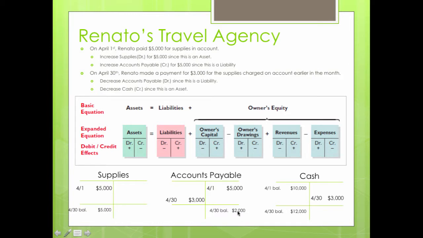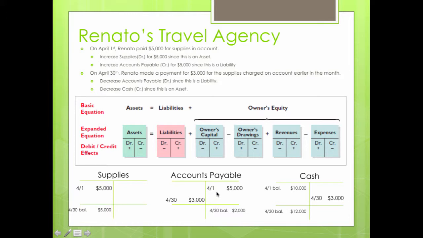And if you notice, on each of these T accounts, there's a balance. And the balance either lands on the debit or in the credit side. And I explained to you earlier that when the debits are greater than the credits, then you have a debit balance. In this case, we only have supplies for $5,000. There's nothing really on the credit side, so our balance is going to be on our debit side because the debits are greater than the credits. And the balance is going to be $5,000.